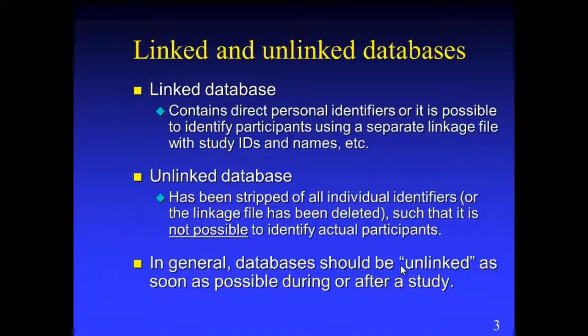An unlinked database is where the identifiers, or all possibility of linking the study data to identifiers, has been removed. So for that purpose you would perhaps have to delete the second database with the key to who everybody was. And IRBs generally insist on a plan for unlinking databases at some point in the study. If you're not going to do that, then you really have to justify it.